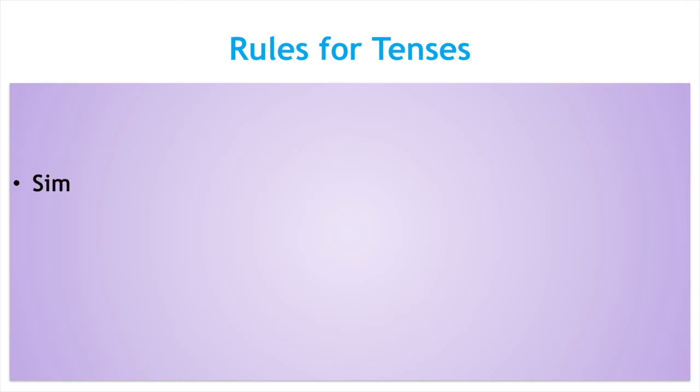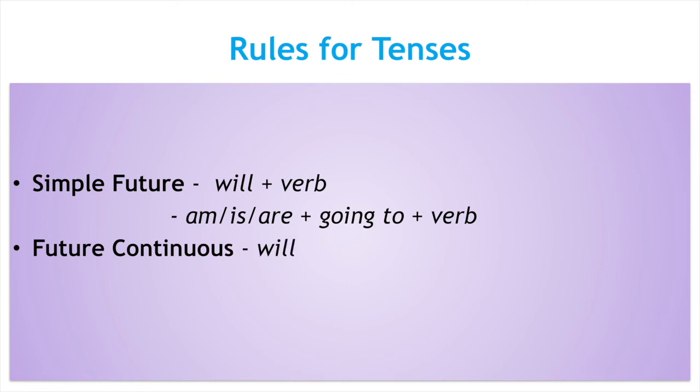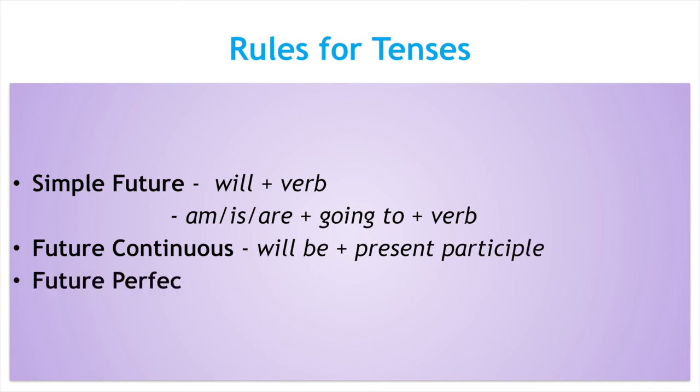In future tense, will is the common modal verb that is used. In simple future, will plus verb is used. Or am or is or are plus going to plus verb is used. A sentence is said to be in the future continuous or progressive tense when we use will be plus present participle. When we use will have and past participle, the sentence is said to be in the future perfect tense.